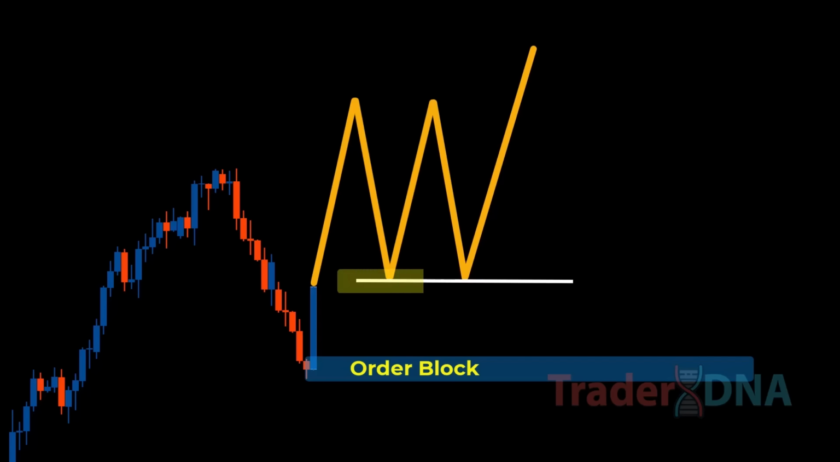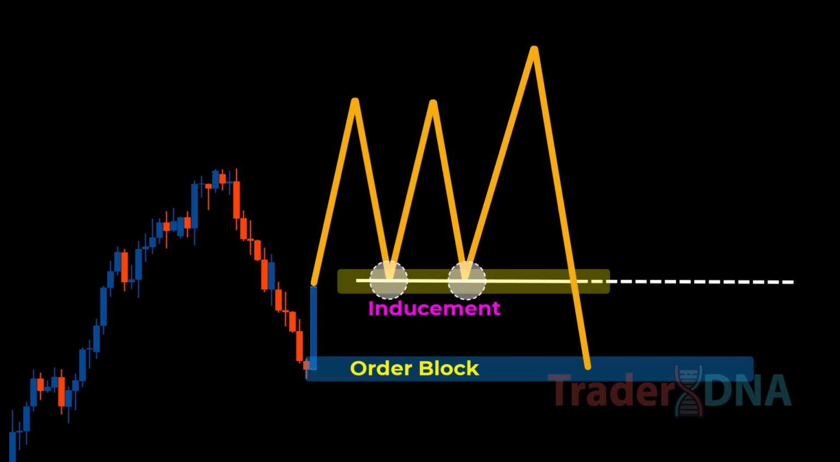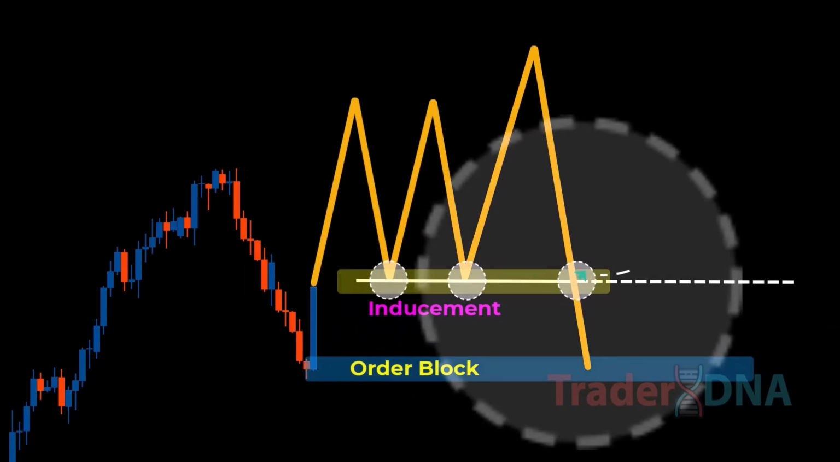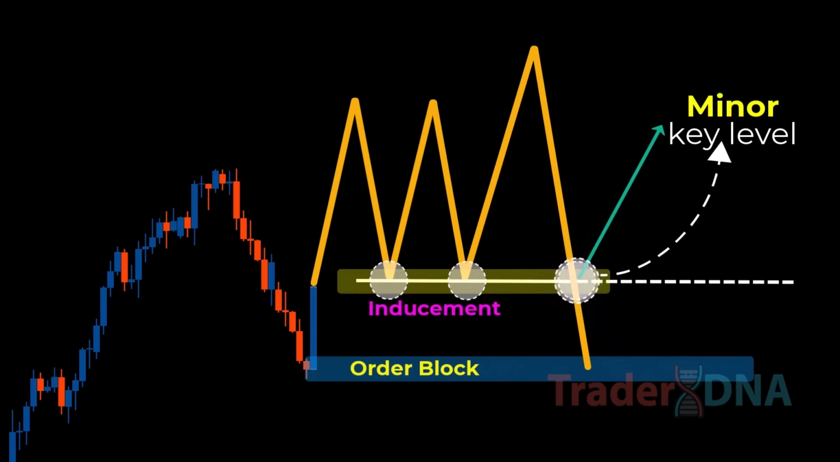That smaller level, called the inducement, often shows multiple rejections. It's called an inducement trap because price will often break above that minor key level and then suddenly drop straight into the major order block before exploding back up. Traders who bought at the minor level expecting a bounce get stopped out.